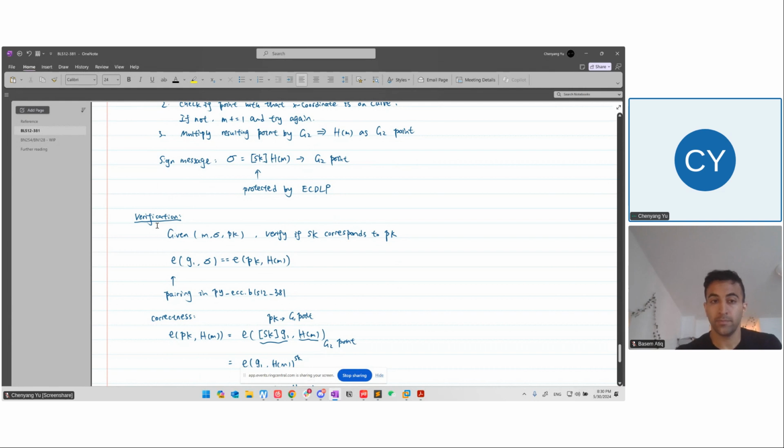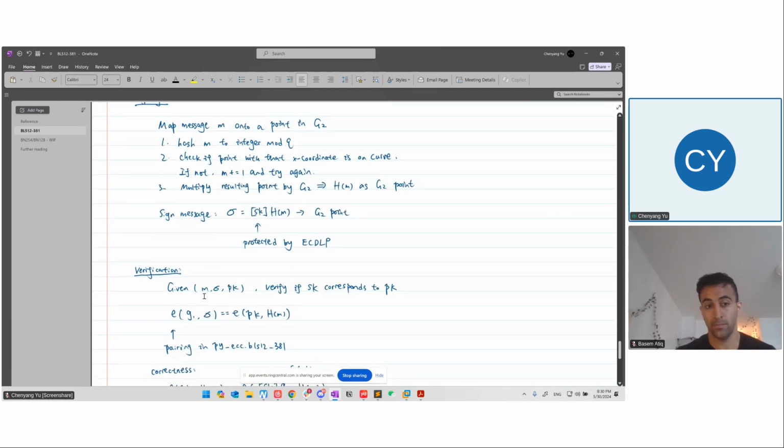Okay, so in the verification phase, we have the message. Even message, I think this is wrong as well. I think this is HM, because the message is a secret. How can it be given, right? I'm going to take a look at this later. I think it's wrong. It should be HM, something like that. So some representation of M, and then a signature sigma and the public key.